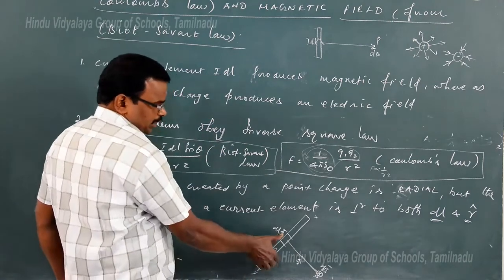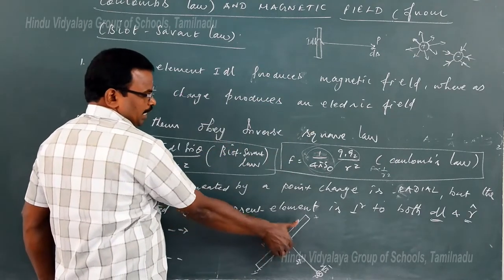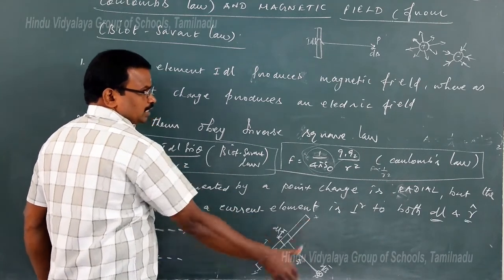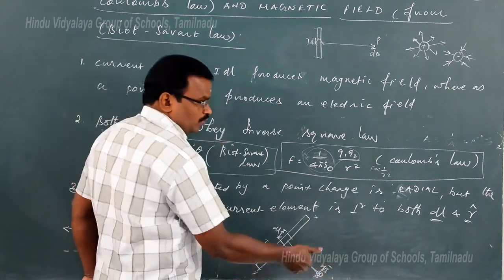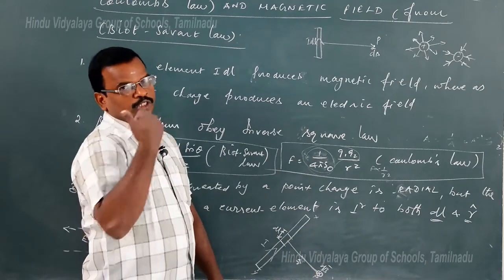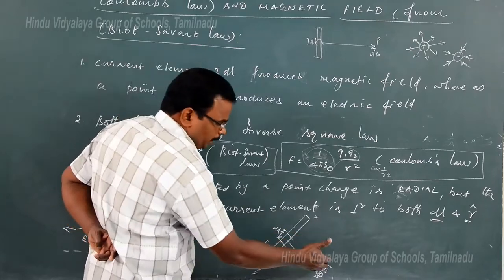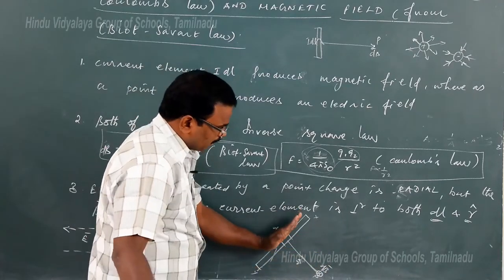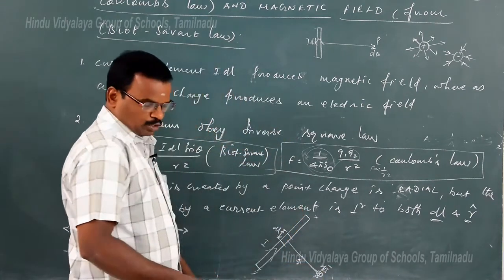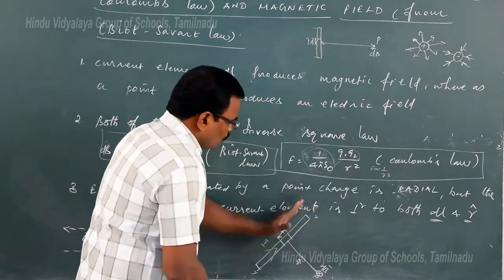To find the direction, we may use the right hand thumb rule. We keep our right hand like this. The thumb gives the direction of the electric current, and the remaining fingers give the direction of the magnetic field. So the magnetic field is acting perpendicular, inwards. Inwards is indicated by the symbol cross, outwards by a dot, we know that. So the magnetic field at this point acts, as I just told, with this being the direction of the electric current and this the position vector, mutually perpendicular to both dl as well as the position vector.